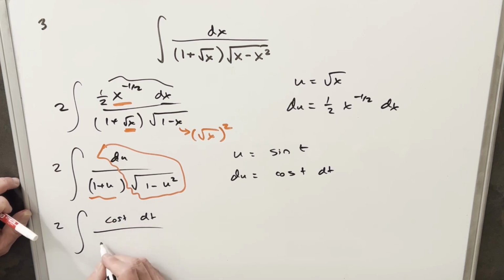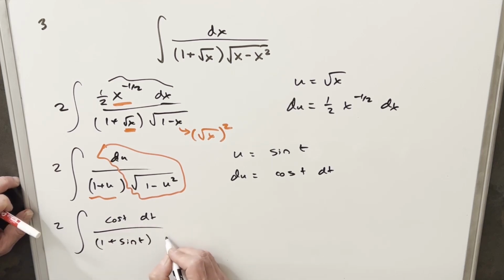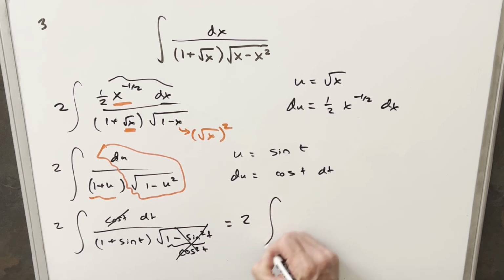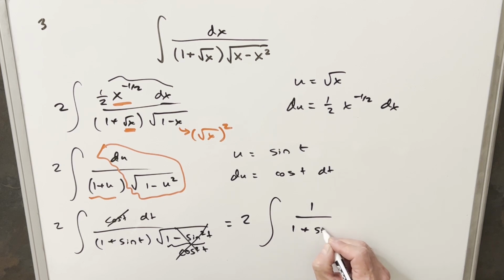Let's see about the denominator. So this is going to be 1 plus sine t here. This is going to be 1 minus sine squared t inside the square root. But 1 minus sine squared t is the same thing as cosine squared t. But because the cosine squared t is inside the square root, this is just going to be cosine t. I'm just going to cancel this with this. And then I'm just going to rewrite it so it's not such a mess. We have our 2 out front, and now we're just integrating 1 over 1 plus sine of t.